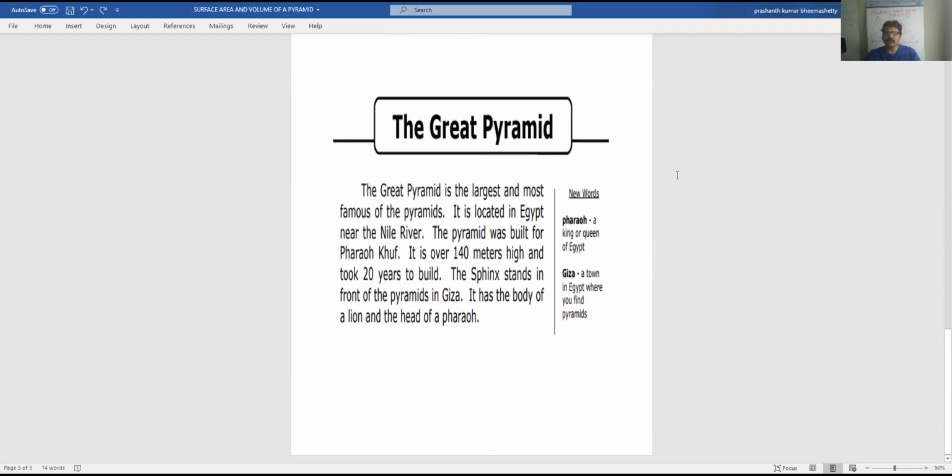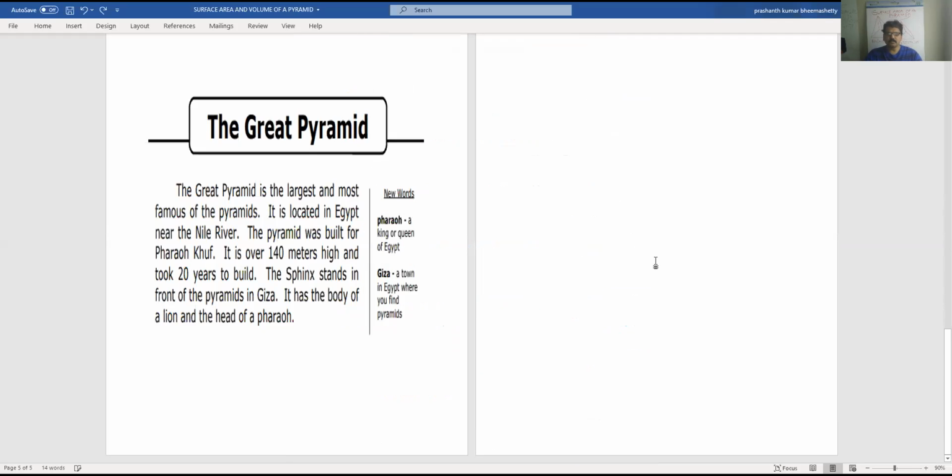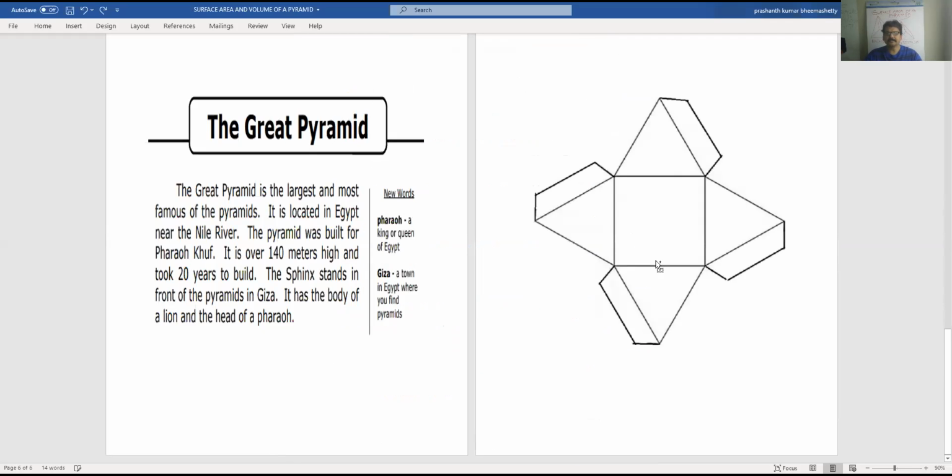Yeah, so we have a few words here for vocabulary. We call it Pharaoh. As I mentioned earlier, it's a king or queen of Egypt. Giza is a town in Egypt where you find these pyramids. Let's continue our process of learning.